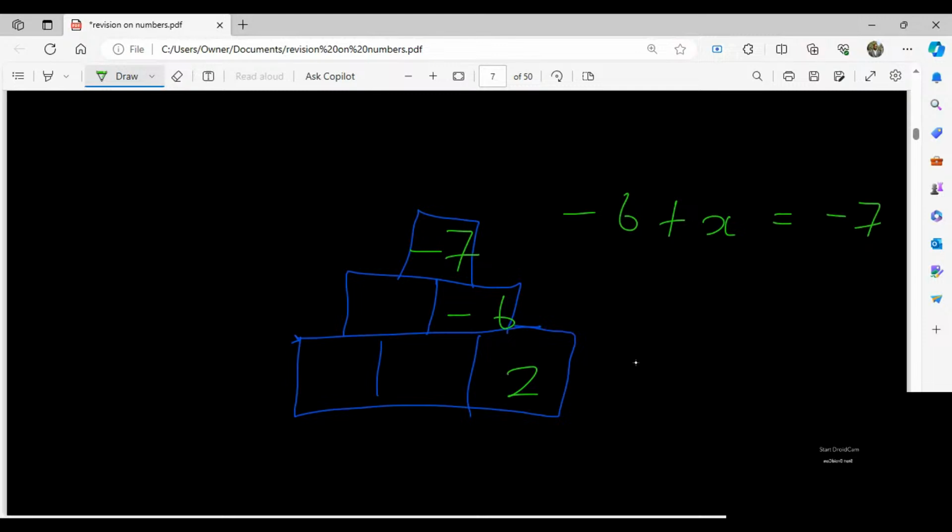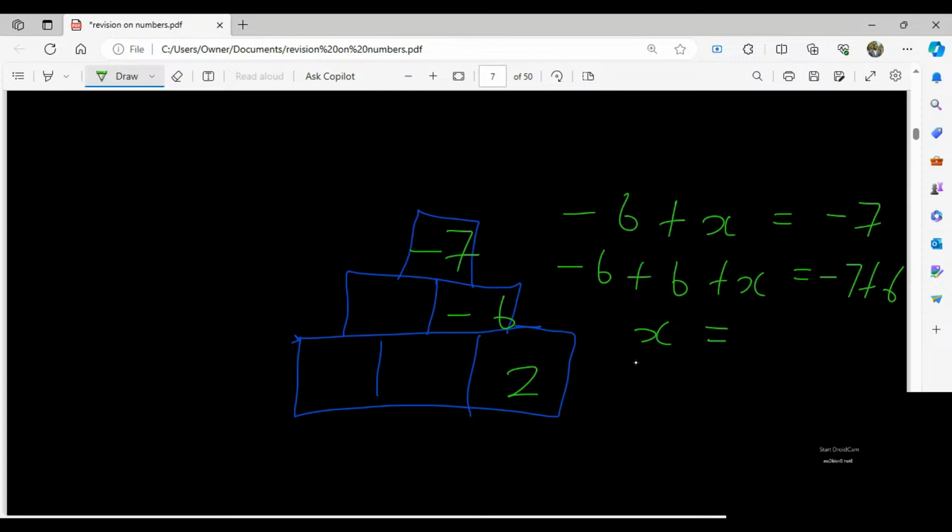Okay. So according to the rules of algebra, if we want to remain with this x, we are going to have to add a positive number here so as to eliminate this minus 6 so that it gets to 0. So minus 6 plus 6 plus x equals to minus 7 plus 6. Then this one will give us a 0 and will remain with x equals to minus 7.